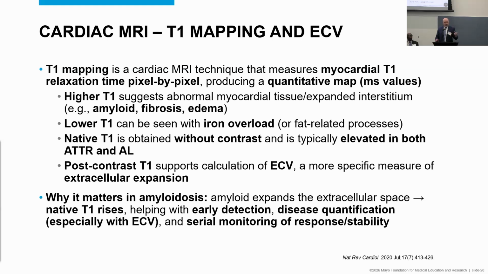Post-contrast, again, allows us to calculate your extracellular volume. And the idea is that as you get more amyloid deposition, you get a higher extracellular volume. So ECV is going to be elevated in those individuals. Why does it matter? The idea is that the native T1 rises because the amyloid expands the extracellular space. It allows us to look at early detection. You can look at disease quantification, and you can potentially monitor this as a response to therapy.